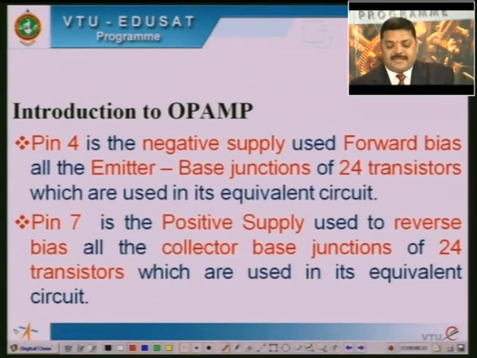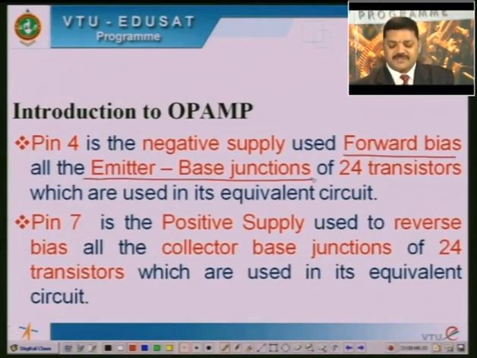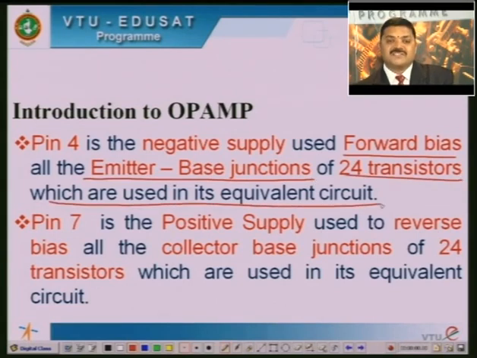is the negative supply, which is used to forward bias the emitter base junctions of all 24 transistors used in the equivalent circuit of the operational amplifier. So, the emitter base junction is taken care of by the negative supply. All emitter base junctions of all 24 transistors must be forward biased, and all collector base junctions of 24 transistors must be reverse biased.